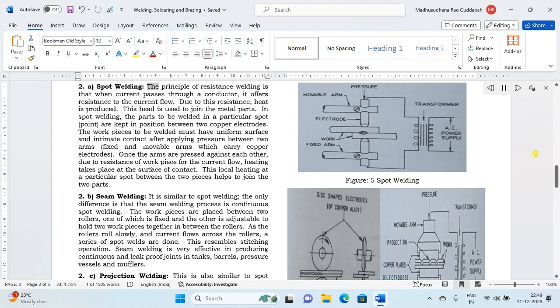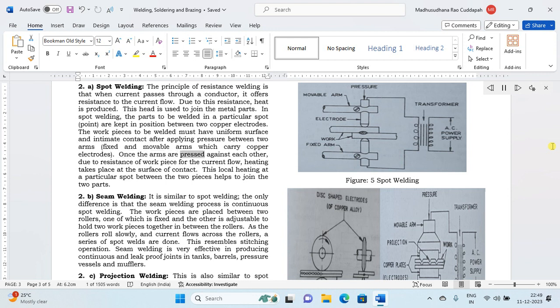2a. Spot welding. The principle of resistance welding is that when current passes through a conductor, it offers resistance to the current flow. Due to this resistance, heat is produced. This heat is used to join the metal parts. In spot welding, the parts to be welded at a particular spot, point, are kept in position between two copper electrodes. The workpieces to be welded must have uniform surface and intimate contact after applying pressure between two arms, fixed and movable arms, which carry copper electrodes.